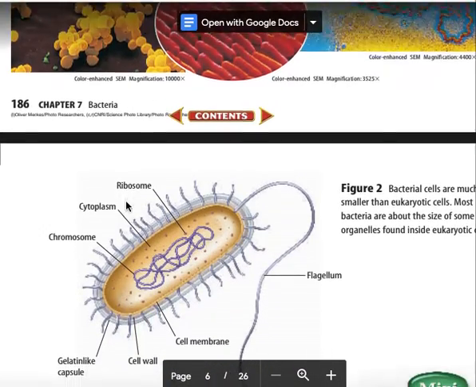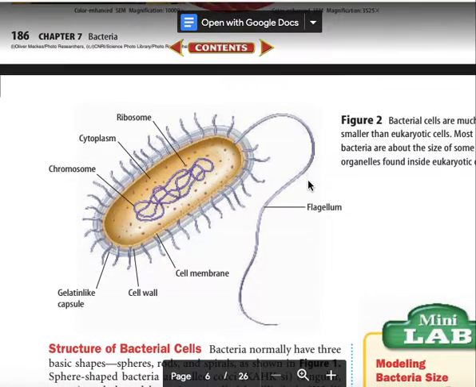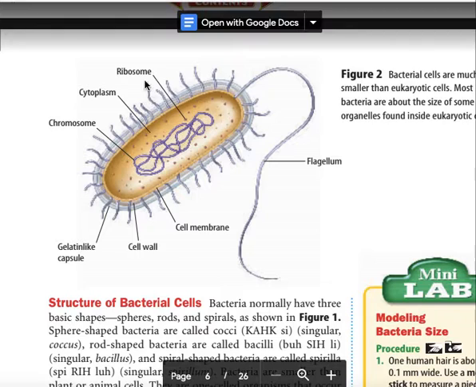Okay. This is an example of a basic bacteria cell. It's usually about the size of some of the organelles found inside other cells, so it's very, very small. These little dots are the ribosomes. The liquid inside is the cytoplasm. This long band is a chromosome. It's kind of in a capsule of, like, gelatin.